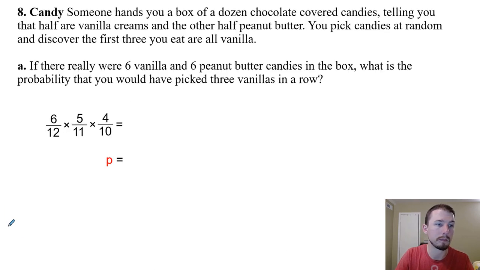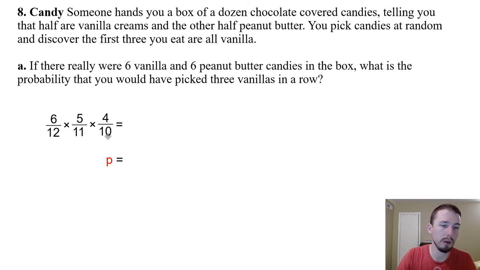All right, last one I'm going to do with you is number 8, candy. Someone hands you a box of a dozen chocolate-covered candies, telling you that half are vanilla and the other half are peanut butter. You pick candies at random and discover the first 3 you eat are all vanilla. All right, if there really are 6 vanilla and 6 peanut butter candies in the box, what's the probability you would have picked 3 vanilla in a row?